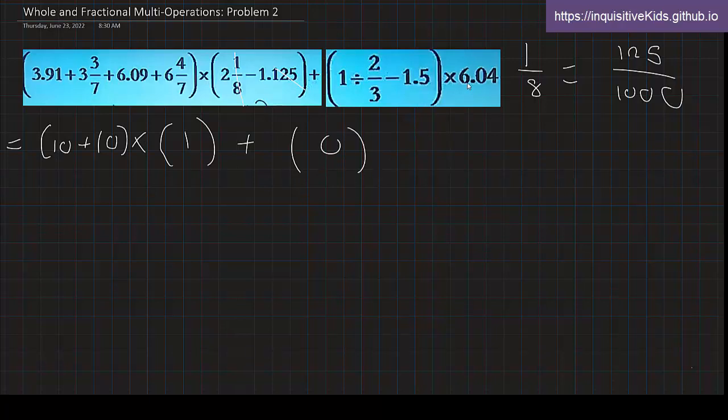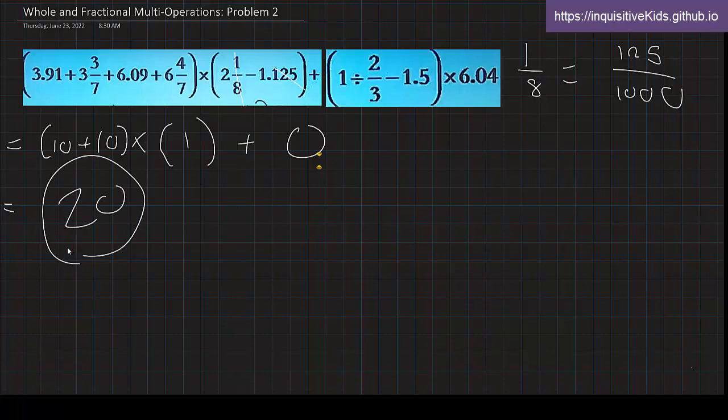And we don't even have to look at this second one because this is multiplication. And if this is 0, we know that 0 times anything is 0 itself. So that's a big fat 0 right there. Now this is so much more simplified. 10 plus 10 is 20. 20 times 1 is 20. 20 plus 0 is 20. So the final answer to this problem is 20.